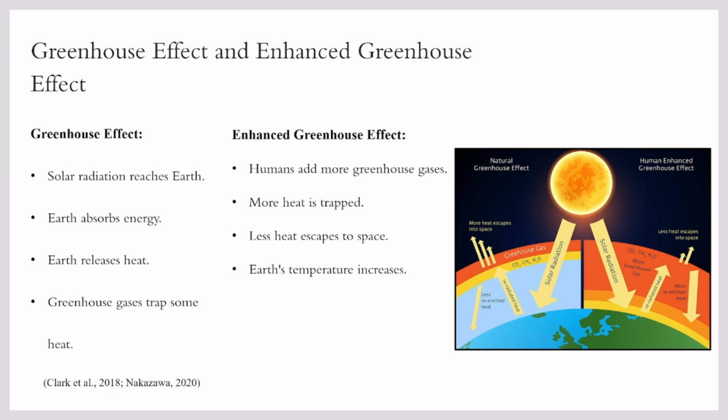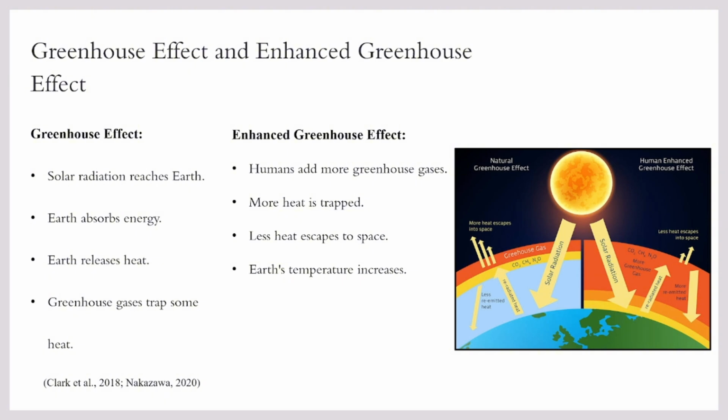The enhanced greenhouse effect occurs when human activities such as burning fossil fuels and deforestation add extra greenhouse gases to the atmosphere. These additional greenhouse gases trap more heat than normal, allowing less heat to escape into space. As a result, Earth's average temperature continues to rise, contributing to climate change. As you can see on this slide, the image on the left represents a natural greenhouse effect, which is essential for supporting life on Earth. The image on the right shows the enhanced greenhouse effect, where human activities increase greenhouse gases in the atmosphere, causing more heat to become trapped and leading to a warmer planet.